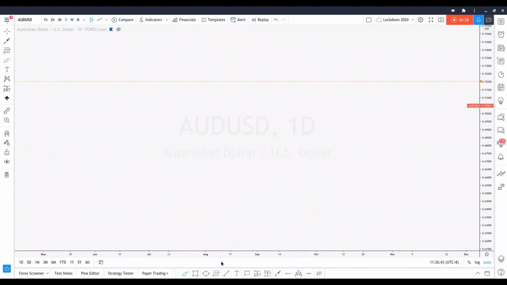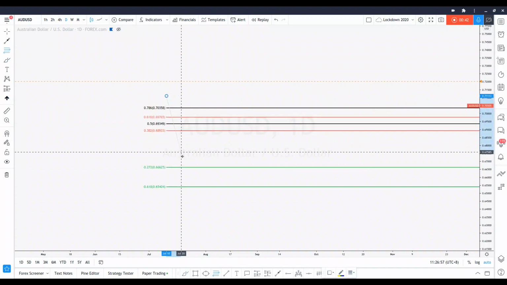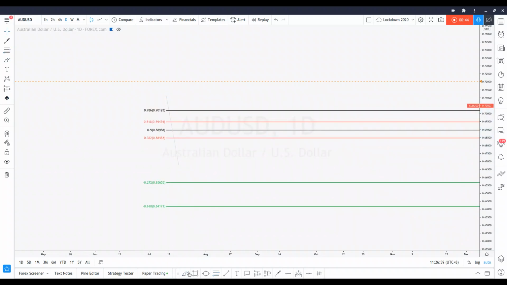Let's talk about Fibonacci today. Fibonacci is one of the most powerful tools that you can use to swing trade and do intraday trading. The most important thing is that you need to look at the Fibonacci settings that you have on your MT4 or MT5 or on TradingView.